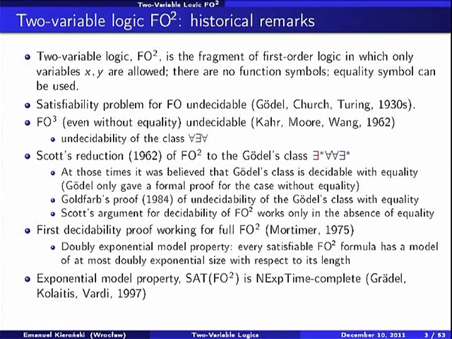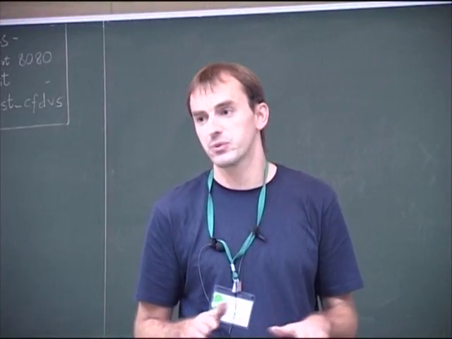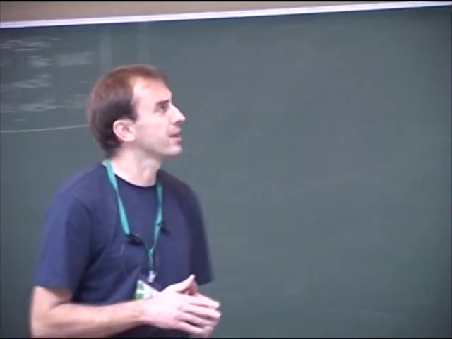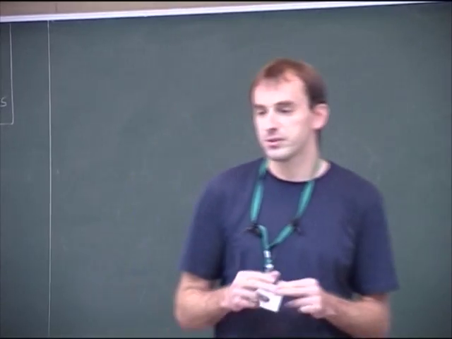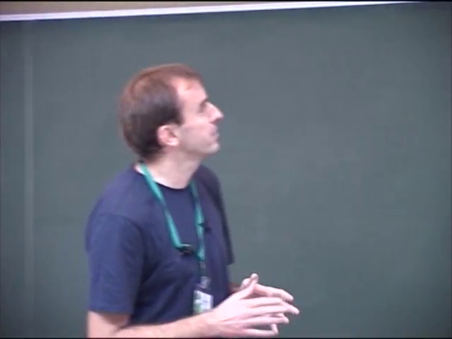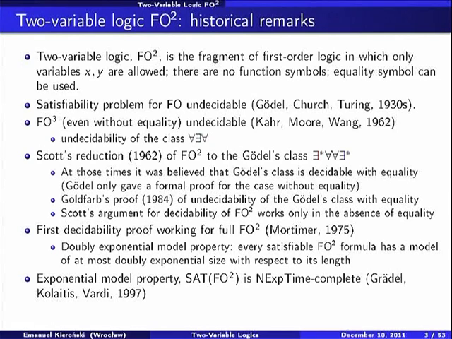As you know from the morning session, the satisfiability problem for first-order logic is undecidable. This is a classical result by Church, Turing, Gödel from the 1930s. In fact, to show undecidability, we need only three variables. It follows, for example, from undecidability of the Kahr-Moore-Wang class. It is the set of sentences which have the quantifier prefix for all x, exists y, for all z, and then a quantifier-free formula. What about the two-variable fragment?